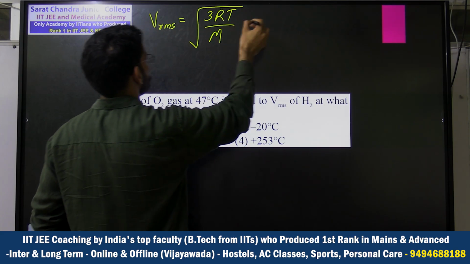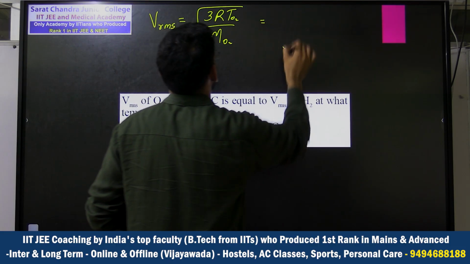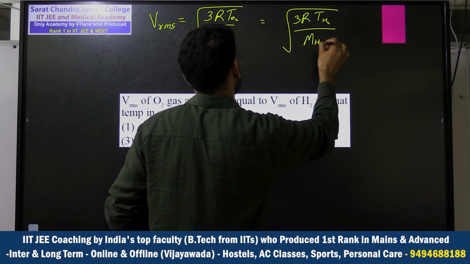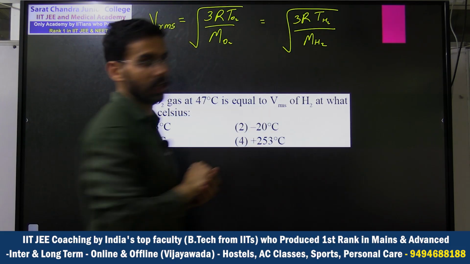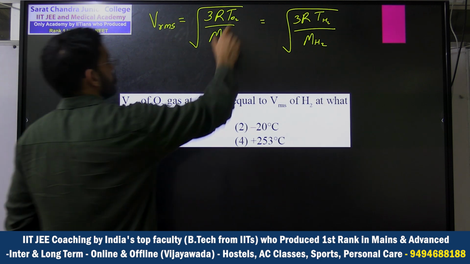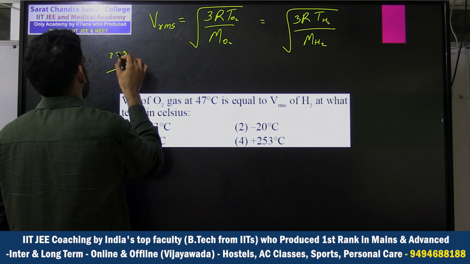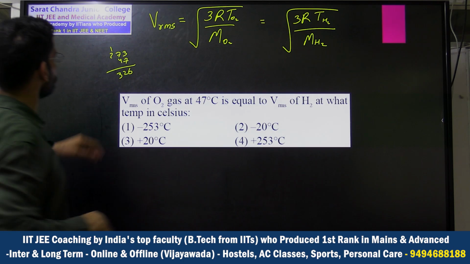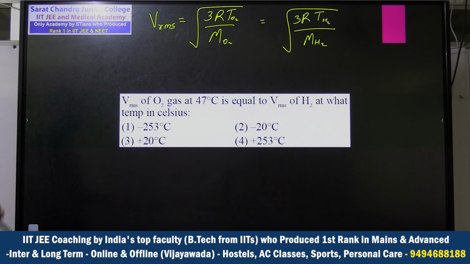So 3R, this is for the molecular mass of O2 at the temperature of O2, equivalent to 3R, the temperature of H2 and M of H2. The temperature of O2 is 47 degrees centigrade. But remember, here we put in Kelvin, so you will put in Kelvin and the answer will also come in Kelvin. Then you have to convert into degree centigrade. So in Kelvin, 273 plus 47 is 320.